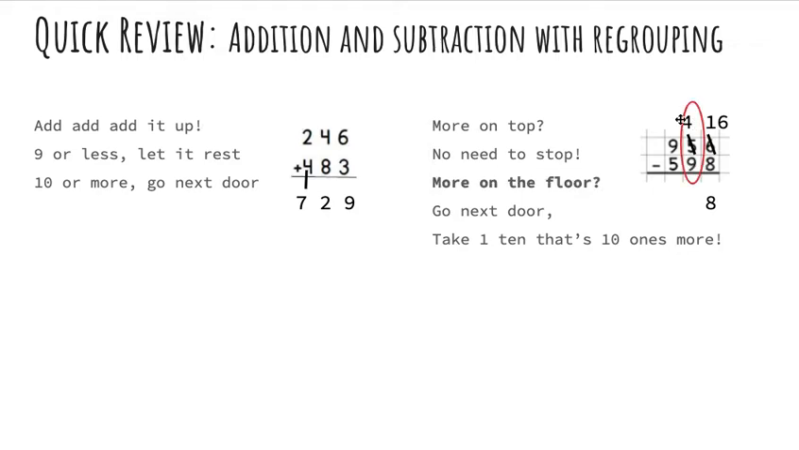4, and 9. I can't subtract because there's more on the floor, so I need to go next door over to this 9 right here. So that means I have 8 hundreds now. I take one of those hundreds and put it into 10 tens. So now I have 8 hundreds and 14 tens. 14 minus 9 is 5 tens. And then 8 hundreds minus 5 hundreds, that's more on the top, so there's no need to stop. 8 minus 5 is 3.